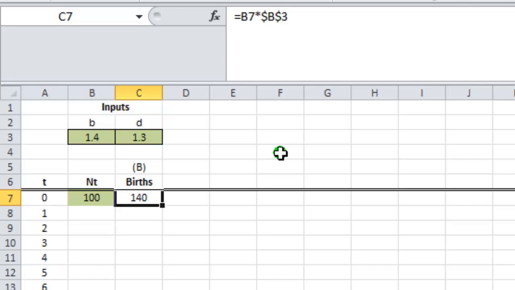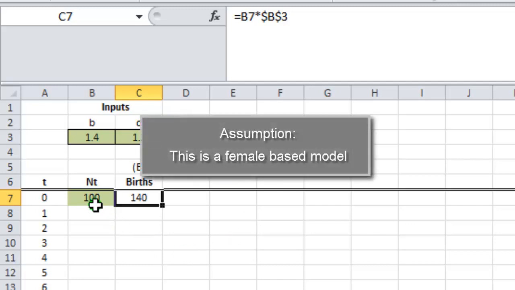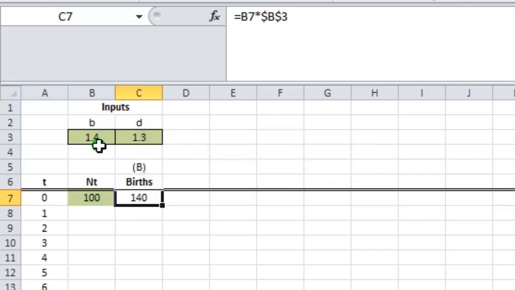Well, if you've been thinking that this is a model of all females, you would be right. These 100 individuals, in order for this equation to work, all of these individuals need to give birth. So what we've done by using this equation is we've specified, whether we knew it or not, that this is a female-based model. Later I'll ask you to perhaps change this so this number includes both males and females. But for now, these are females.